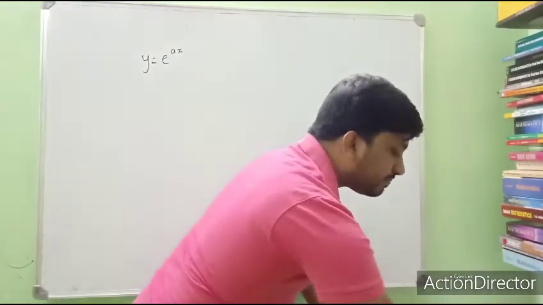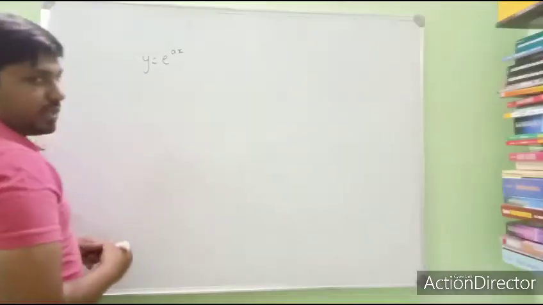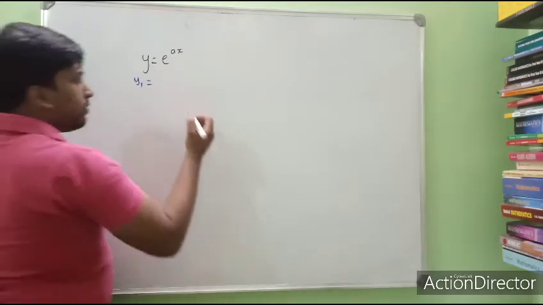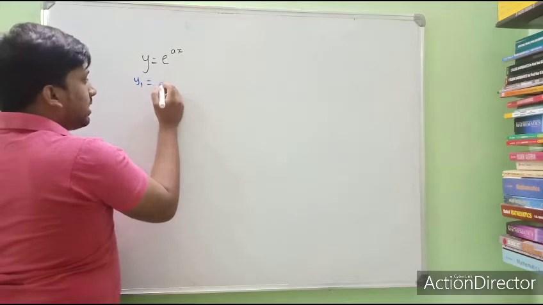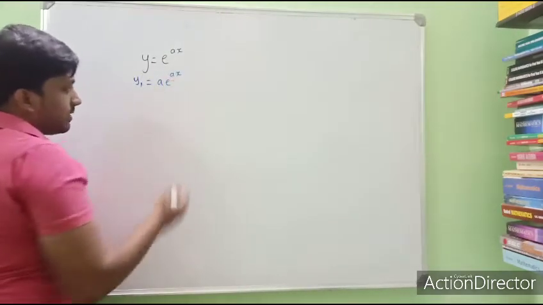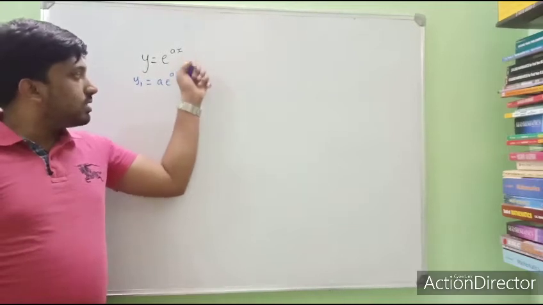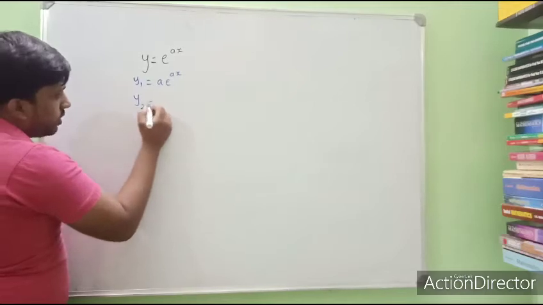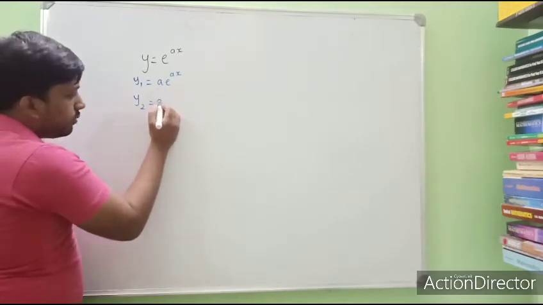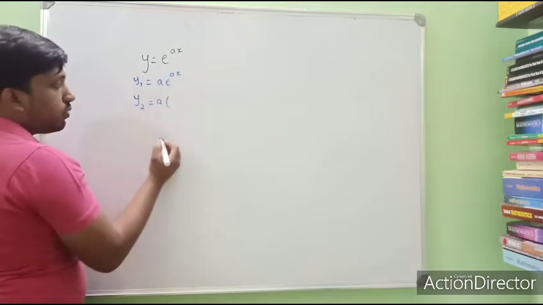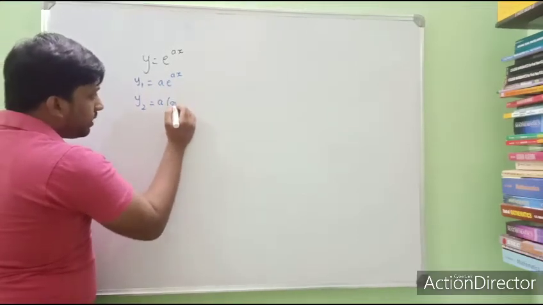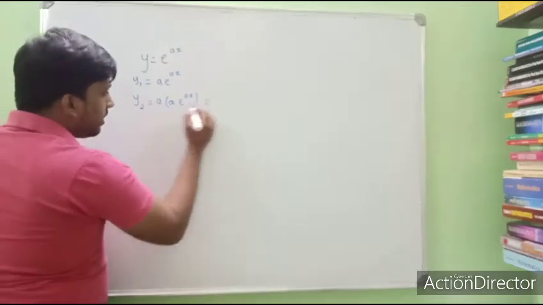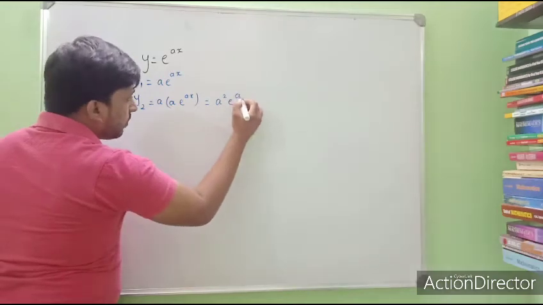What is going to happen? So y is equal to e to the power of ax. Let me take the first derivative, y1. What is the derivative of e to the power of ax? It is a into e to the power of ax. Isn't it? Yes, this is the first derivative. Let me take the second derivative. y2 is equal to, I already have a constant term, and again differentiating this, we will get a into e to the power of ax. Isn't it? So it is a square into e to the power of ax.